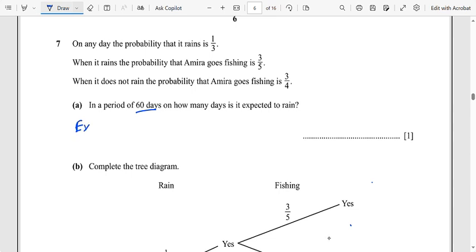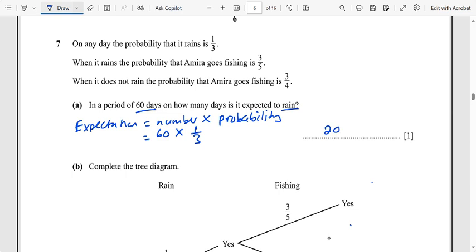So expectation is equal to number multiplied by probability. So the number of days we have is 60. We multiply it by the probability of raining because we are dealing with the expectation that it will rain. So the probability that it rains is a third. So we expect 20 days or a total of 20 days to rain.